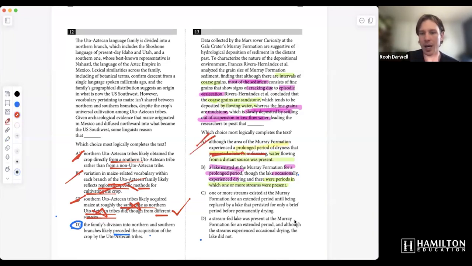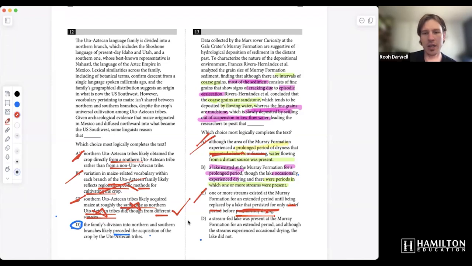All right. Permanently drying we know is wrong. And C, because we know that it was episodic. It dried, it filled, it dried, it filled. All right. Also, we know that the lake was there for a long time.